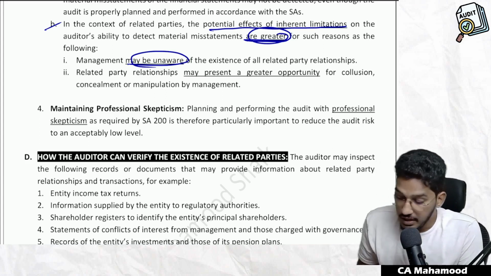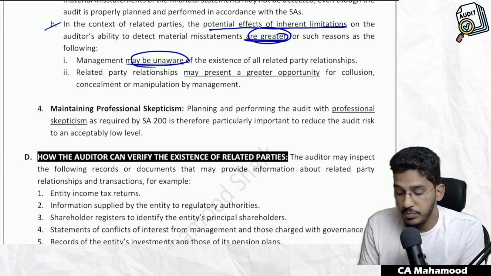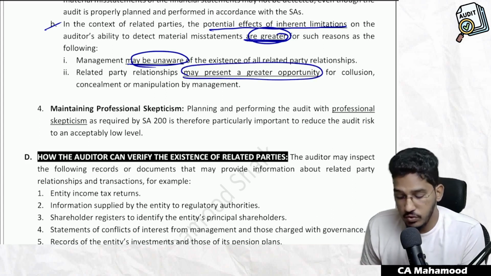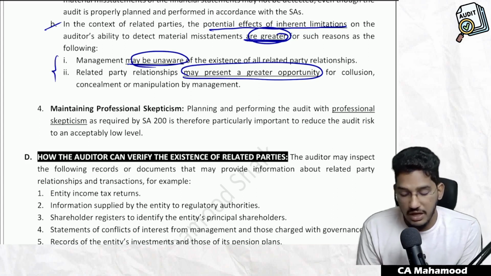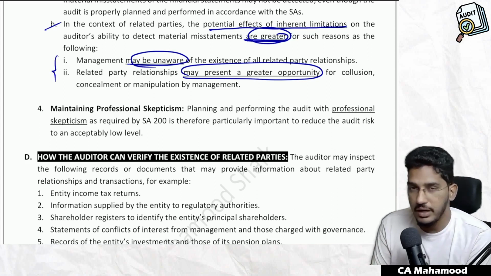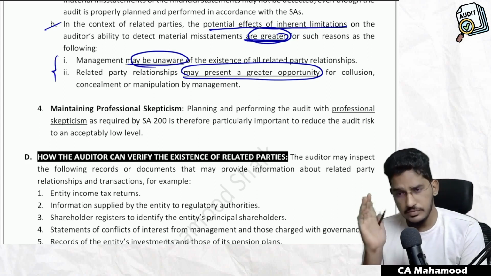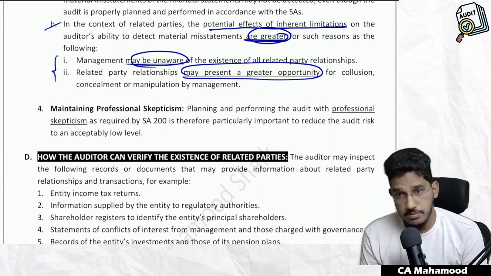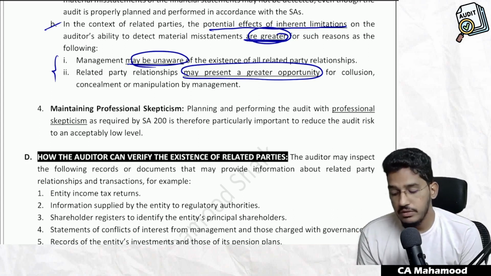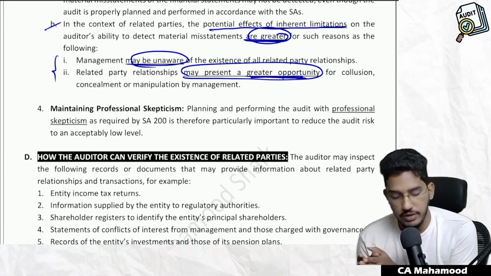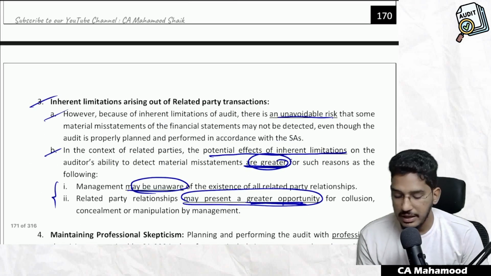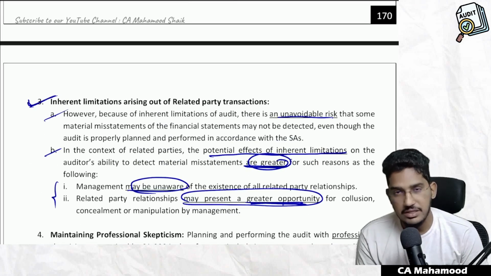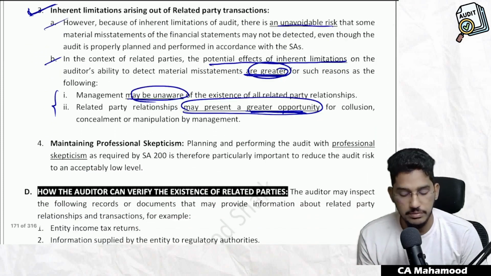And also related party relationships provide a great opportunity for collusion, concealment and manipulation. So why the inherent limitations are much more significant in the case of related party relationships is, number one reason, sometimes management themselves might be unaware who all the related parties are, and related party transactions always give a greater opportunity for colluding and also for concealment or manipulation by the management. So that's why related party transactions increase the impact of inherent limitations.